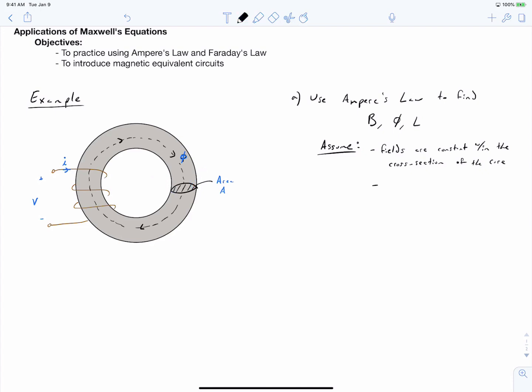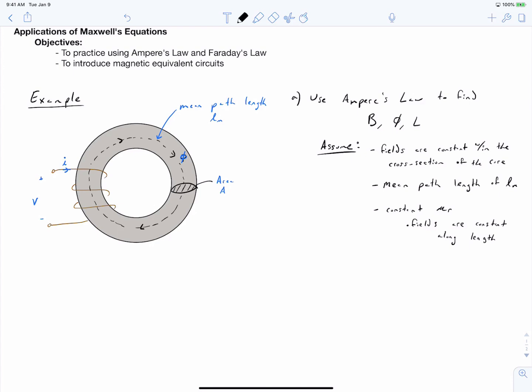Next, we're going to assume that we have a mean path length that the field travels, and that mean path length we'll call Lm. So this hashed line that I drew here, this is our mean path length, our mean path around the magnetic circuit. And finally, we're going to assume that we have a constant mu r. That is, the relative permeability of our toroidal core does not vary as a function of the magnetic field that it is carrying. If you'll recall in our previous video, we talked about how the magnetic permeability becomes a function of the magnetic field, that is, our cores saturate, and we sketched a BH curve. In this case, to simplify things, we're going to assume that we have a constant mu r.